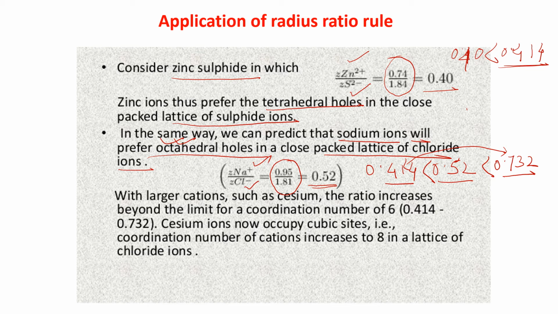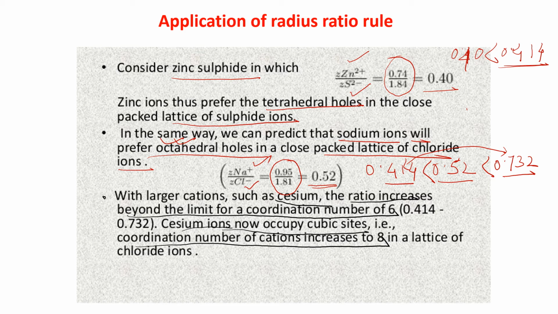Now, the third one, with the larger cations such as cesium, the ratio increases beyond the limit of the coordination number 6. That means it is not coming under the octahedral void. It is crossing 0.732 also. So the coordination number is going towards 8. Okay, now so cesium ion now occupy the cubic site. Coordination number of cation increases to 8 in the lattice of chloride ion.